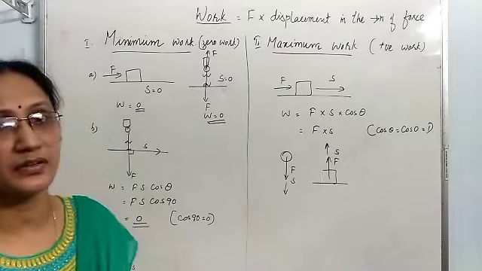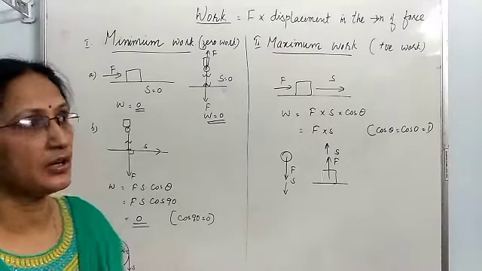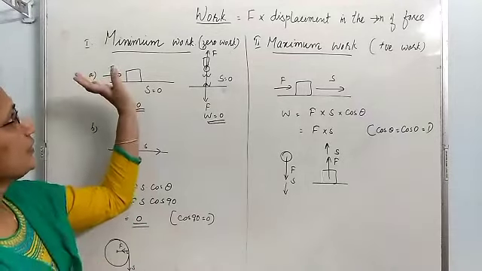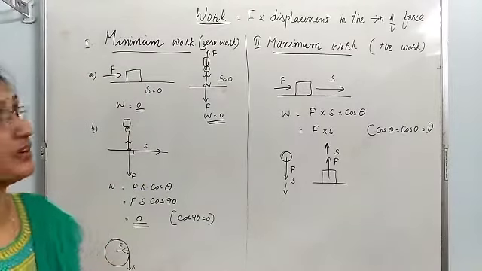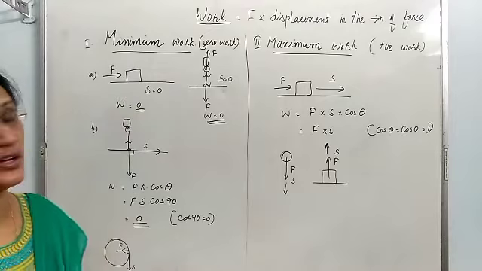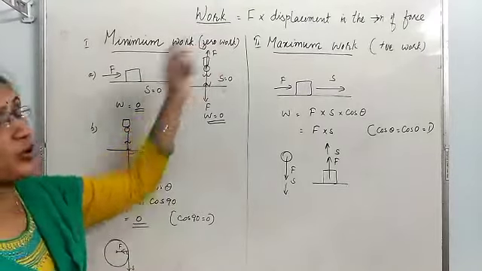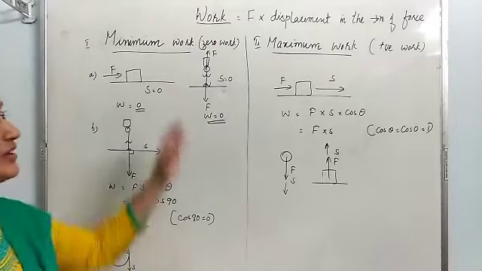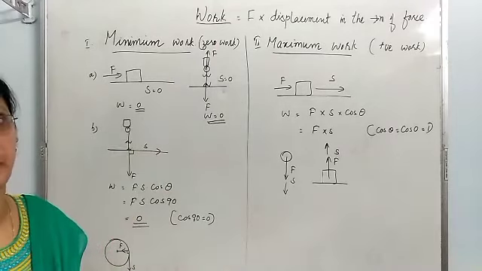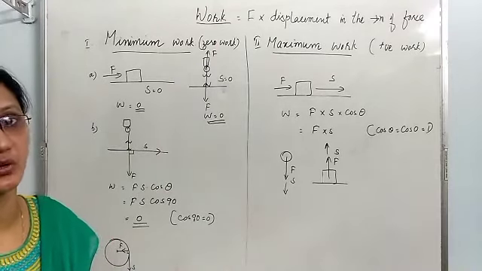Now let us see different types of work. Work done can be maximum and minimum. Let us see when the minimum work is done. Minimum work means zero work. Work done is zero. Let us see when it can be, when the force can do zero work.